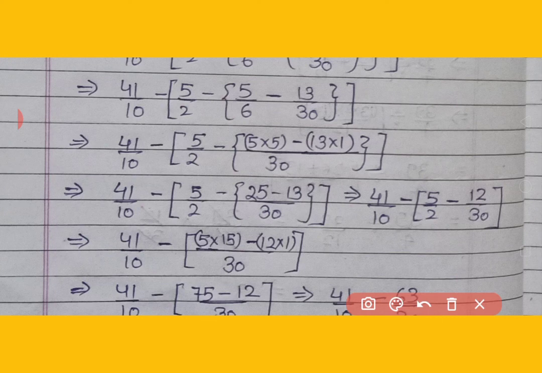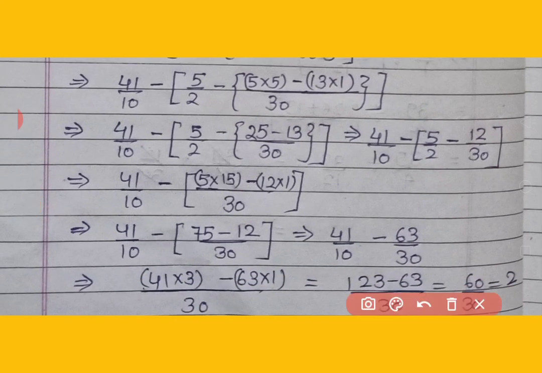Whenever this becomes solved, it became now 5 upon 2 minus 12 upon 30, because 25 subtracted 13 became 12. Now next, 5 upon 2 minus 12 upon 30. So we have taken the common denominator 30. 2 15s are 30, 15 5s are 75, and 30 1s are 30, 12 multiplied with 1. So it became 41 upon 10 minus 75 minus 12 upon 30. So it became 41 upon 10 minus 63 upon 30.